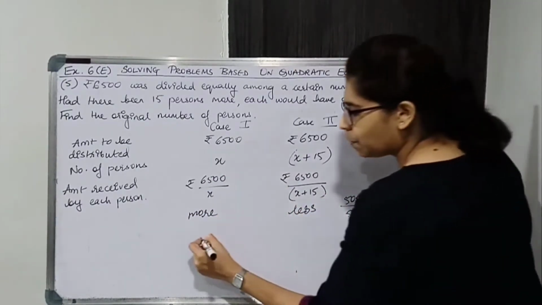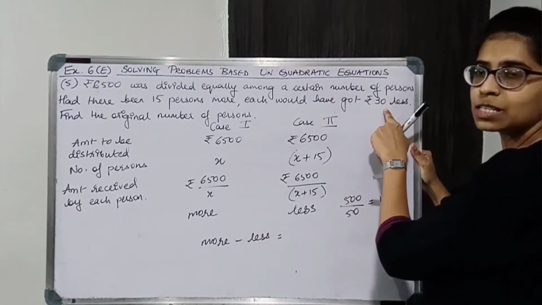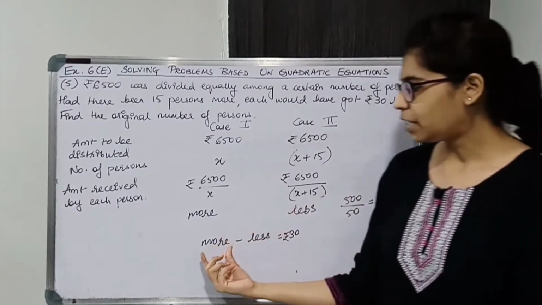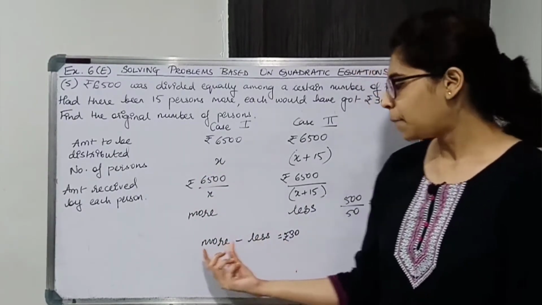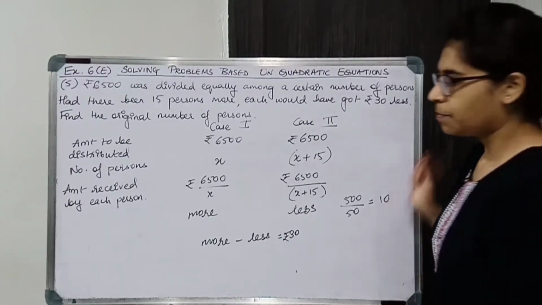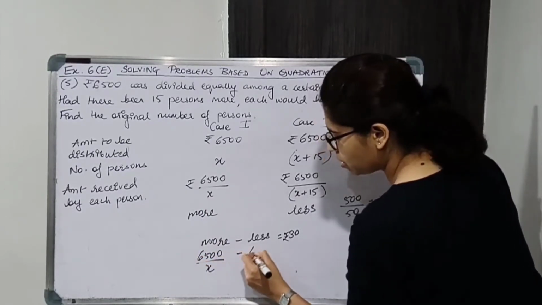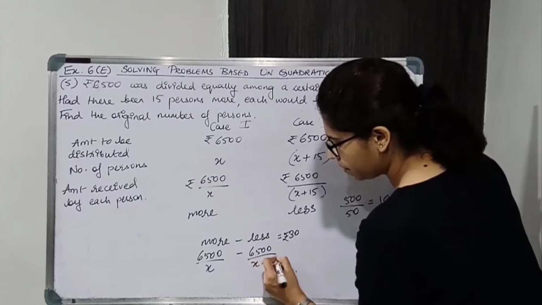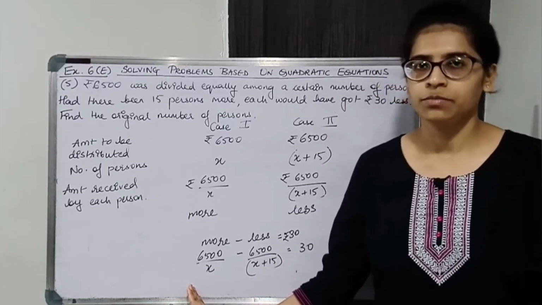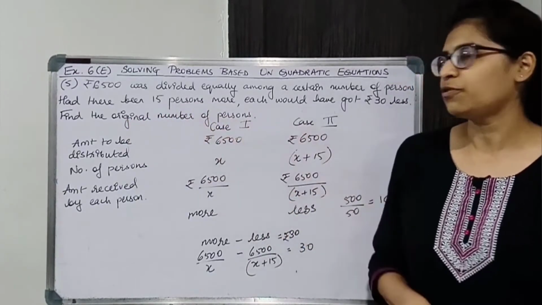Now the rule that we apply: more minus less. Each person would get how much less? 30. So the amount received by each person in case 1 minus the amount received by each person in case 2 is equal to rupees 30. So in case 1 it is 6500 upon x, here it is 6500 upon x plus 15, equal to 30. So we are getting an equation over here. We'll solve this and get the value of x, which is nothing but the original number of persons.